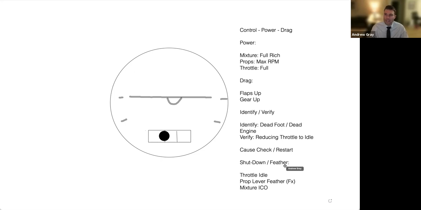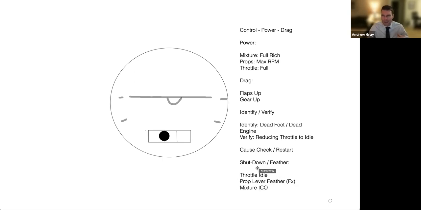And I should say, when it comes to the overshoot, we don't have time to do a cause check restart. You're in a critical phase of flight. You don't have time to diagnose or troubleshoot. You need to immediately go right to the shutdown feather. Now, the way that we do the feathering procedure in this aircraft, well, in real life, it would be throttle idle, prop feather, and then mixture idle cutoff.